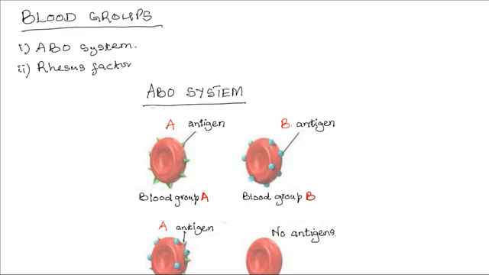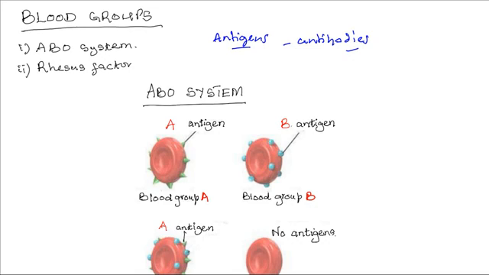Blood groups: red blood cells have certain proteins called antigens on their plasma membranes. Now, these antigens stimulate the immune system to produce specific antibodies. So, an antigen is any substance, usually protein in nature, that stimulates the immune system of an organism to produce antibodies that are specific to it.